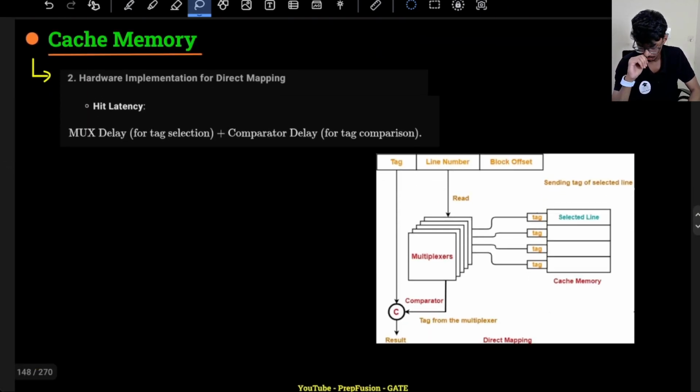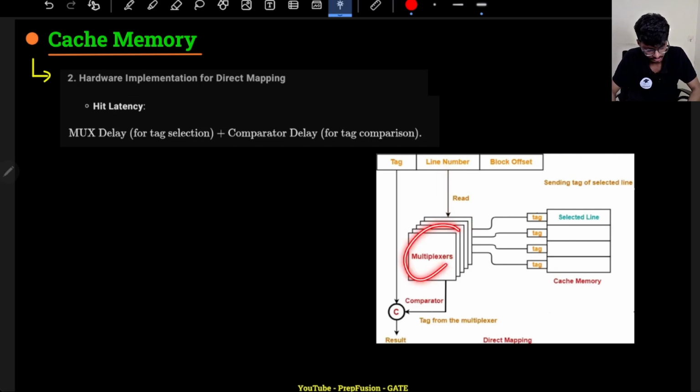Now let's understand another concept about delays, because whenever there is a digital block, of course it will have some delay. This line is propagating here, this mux will have its own delay, and of course the comparator will have its own delay. So what is the maximum delay that I can have? If it is a hit, I have to go through this mux, so this mux will be the delay for tag selection.